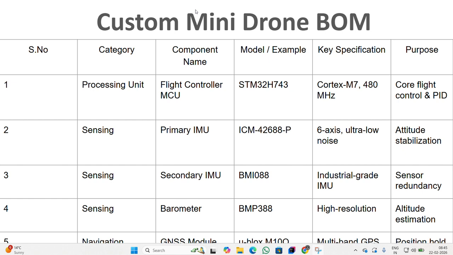In this slide we have discussed the custom mini drone BOM, in which we covered various categories, component names, their models, key specifications, and the purposes of those categories. For example, the processing unit's purpose is core flight control and PID. Sensing includes attitude stabilization, sensor redundancy, and altitude estimation, and navigation includes position hold.